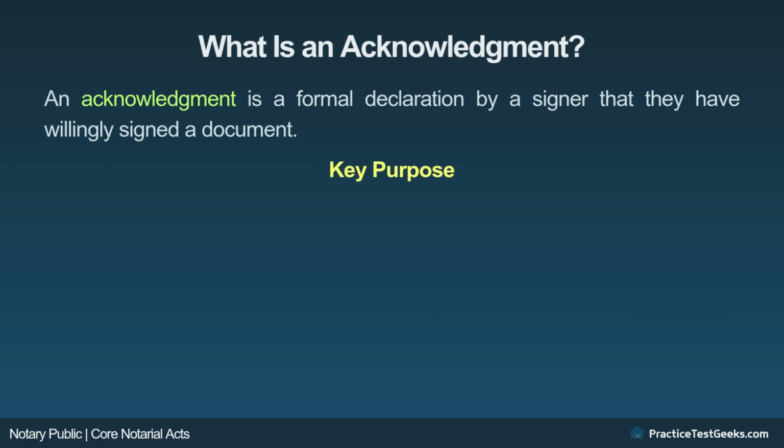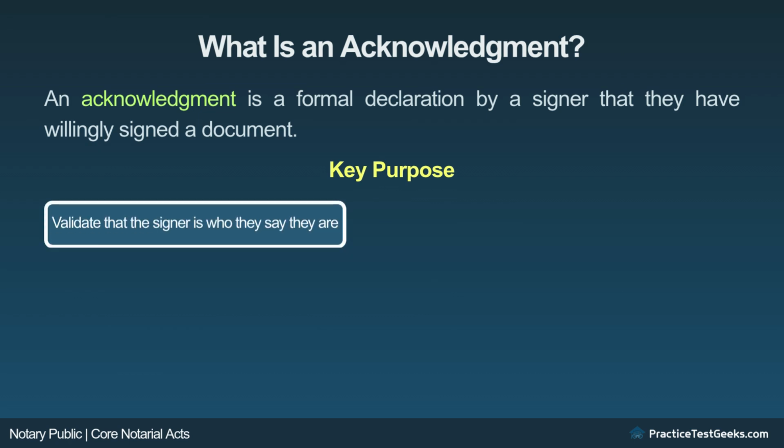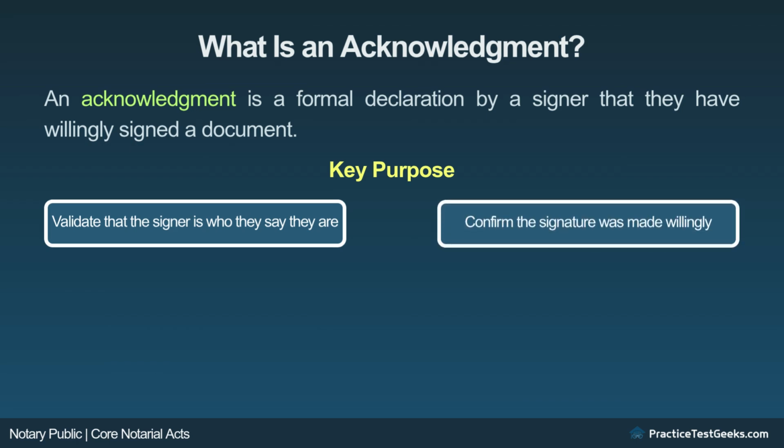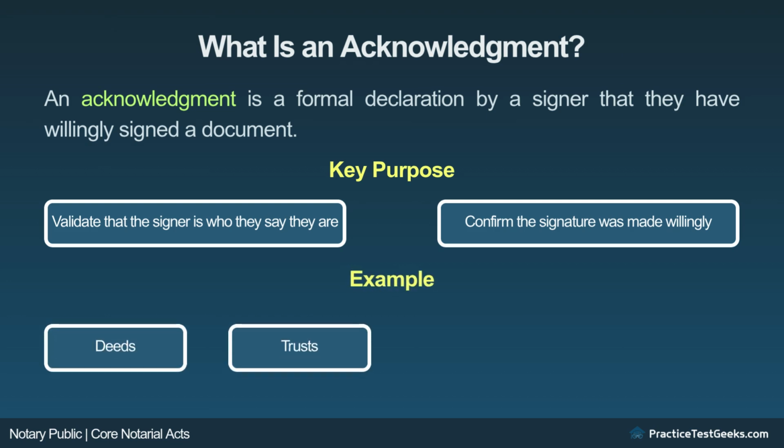What is its key purpose? Acknowledgments are primarily used in legal and real estate documents to validate that the signer is who they say they are, and confirm the signature was made willingly. Here are examples of documents needing acknowledgments: deeds, trusts, powers of attorney, and loan documents.